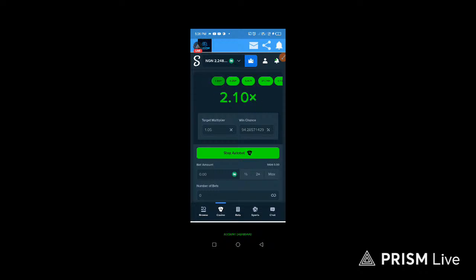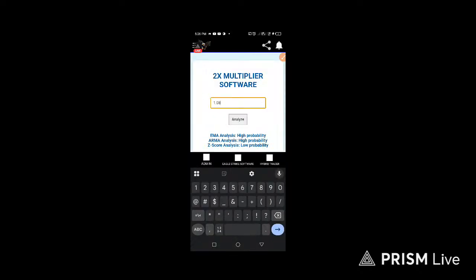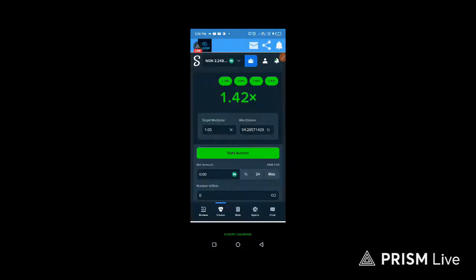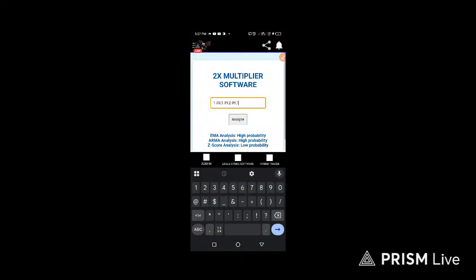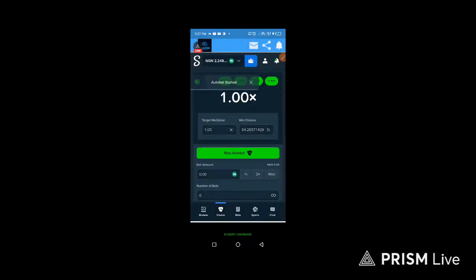I think we are having more losses in this section, which is literally proof that we are supposed to stop. 1.21, 1.03, 1.39, 2.09, 1.69, 1.42. That's not a strong signal, so we scrap it. We are not buying from there.